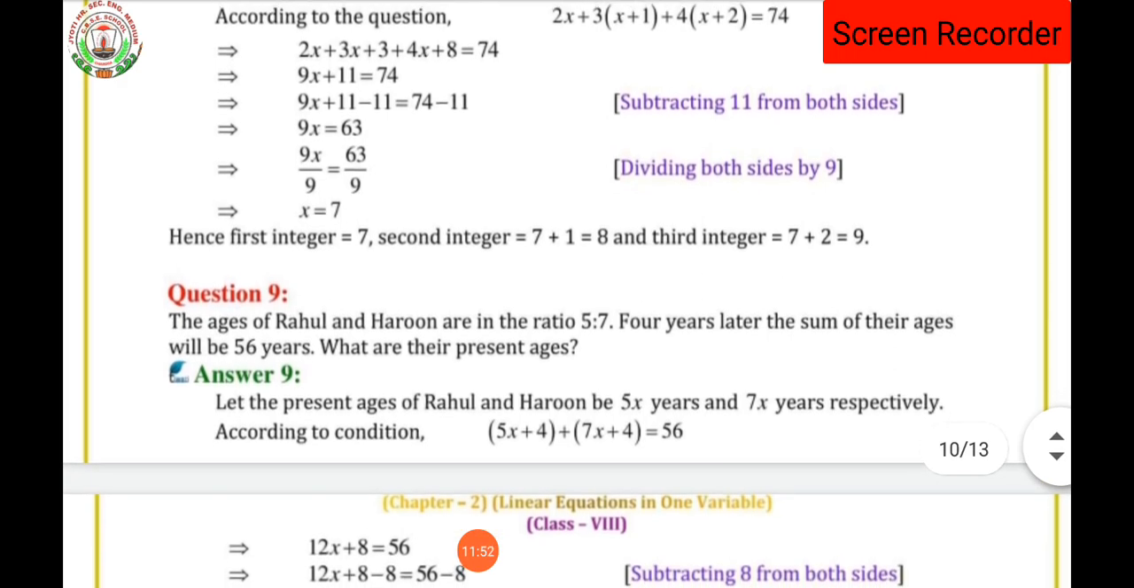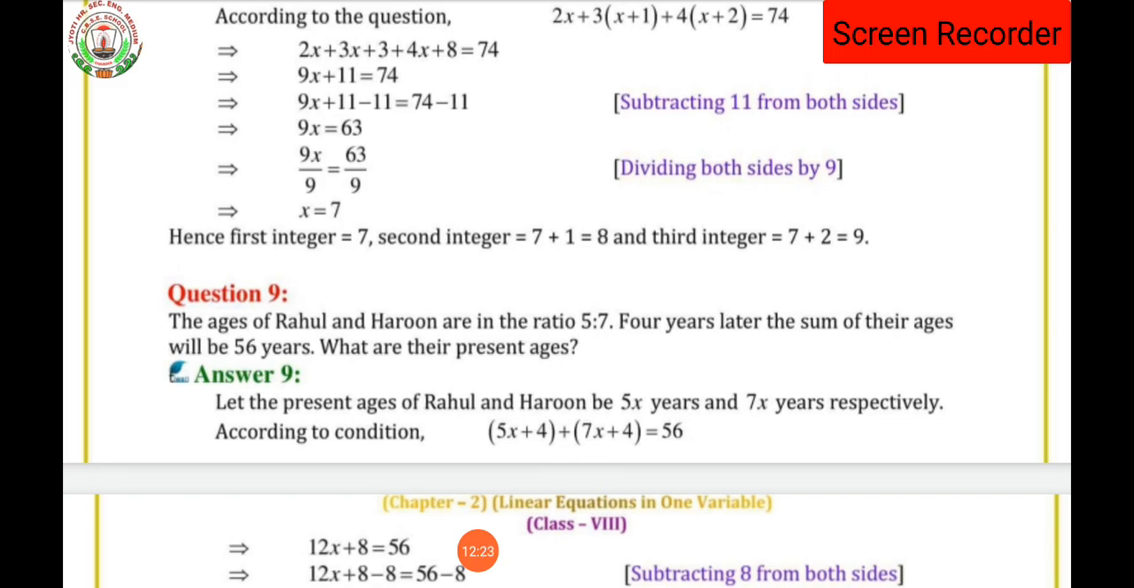What does the ninth question say here? The ages of Rahul and Harun are in the ratio 5:7. 4 years later, the sum of their ages will be 56 years. What are their present ages? Here, the ages of Harun and Rahul are given in the ratio 5:7. Two persons are there, their names are Rahul and Harun, and their ages are given in the form of the ratio 5:7.